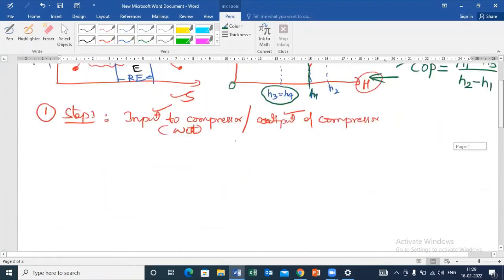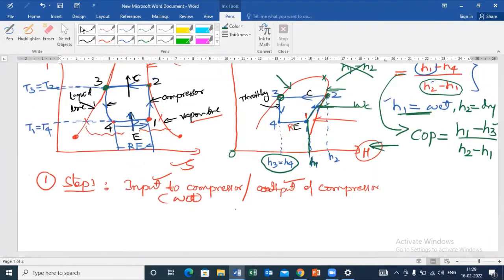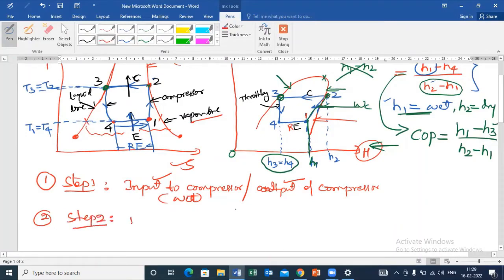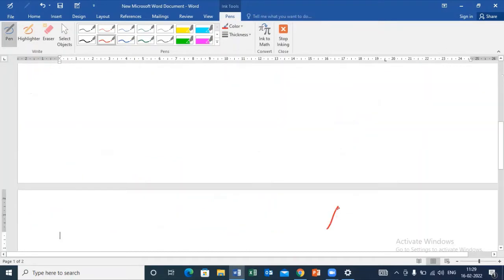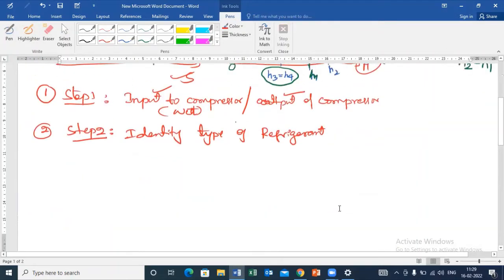So, second point is to identify the type of refrigerant. I will write step 2: identify the type of refrigerant. This will be given in the statement of the numerical. That is the working fluid, which refrigerant they are using, whether it is ammonia or freon. We need to write refrigerant or freon. In the question paper they will give freon 12, 21, 22, ammonia, carbon dioxide, etc.